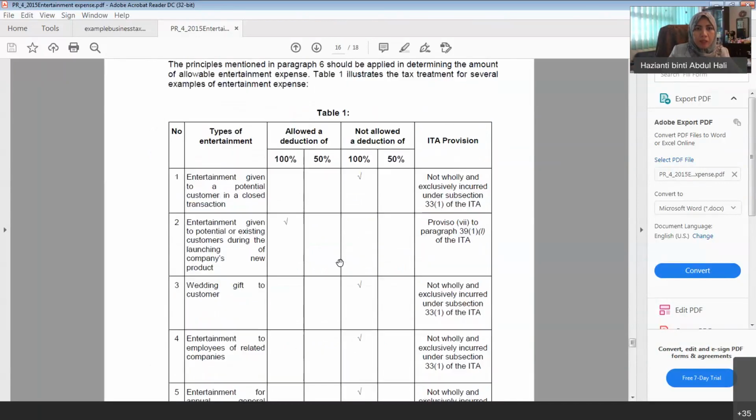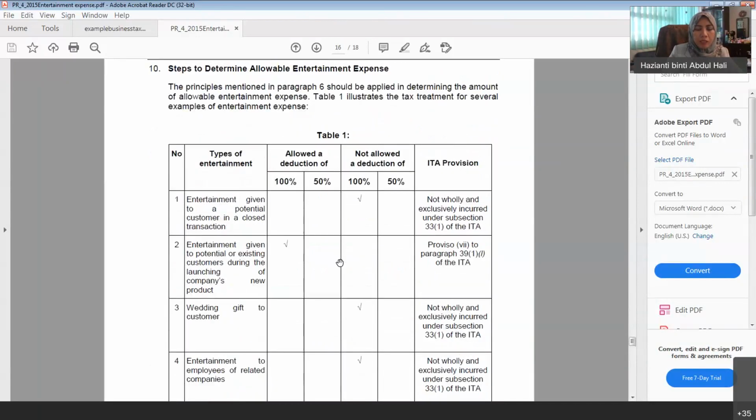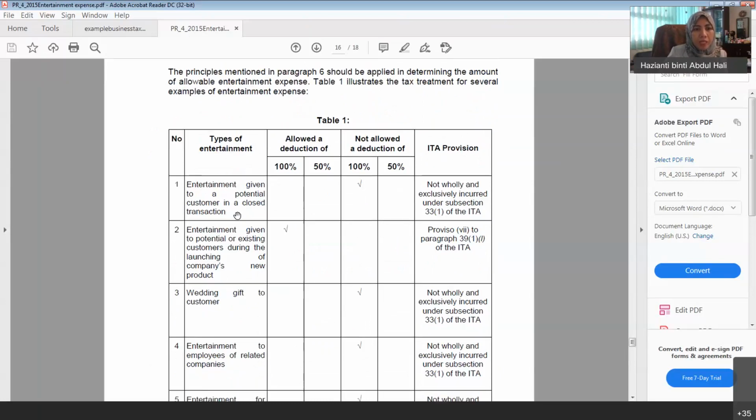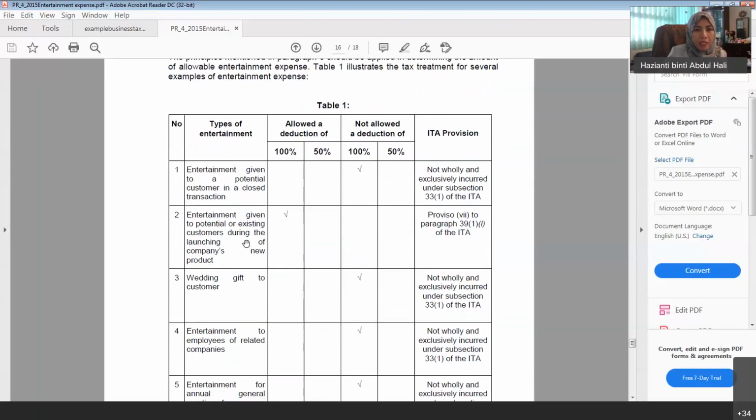So dalam ni ada table. Kalau tadi tengok dekat atas mungkin nampak susah nak baca or understand. So you can read the table here. Because some of the deductions are actually allowed up to 50% only. Some are allowed 100%. So kalau potential customer, not allowed. Kalau potential belum jadi customer tak boleh. Kalau dah jadi customer boleh. Potential or existing customer during the launching of the company's new product, and then 100% deduction.